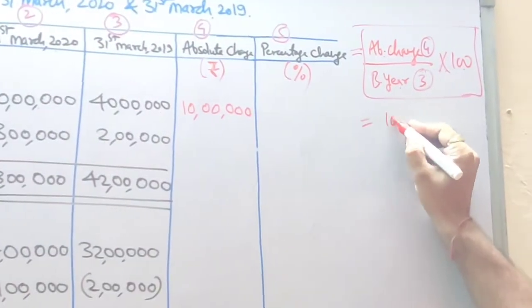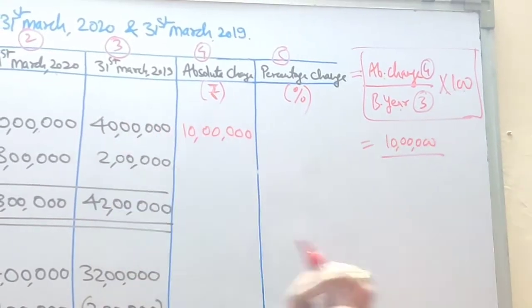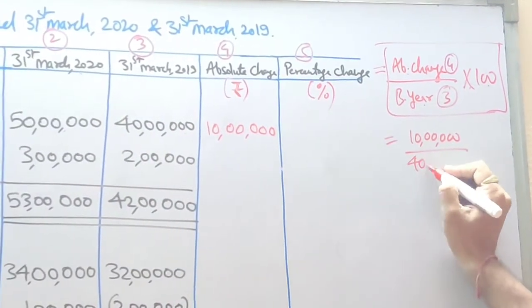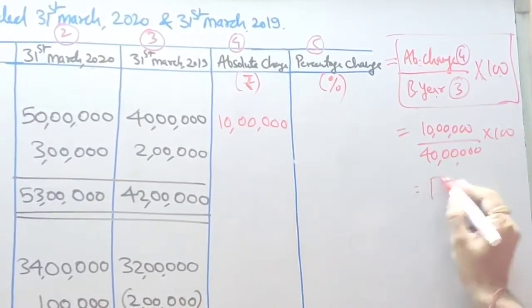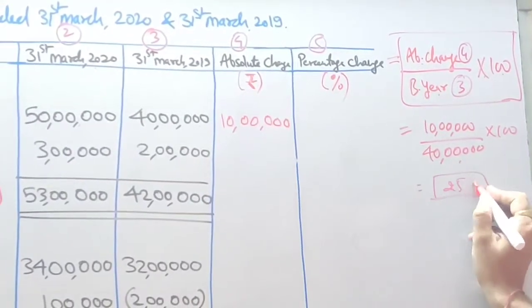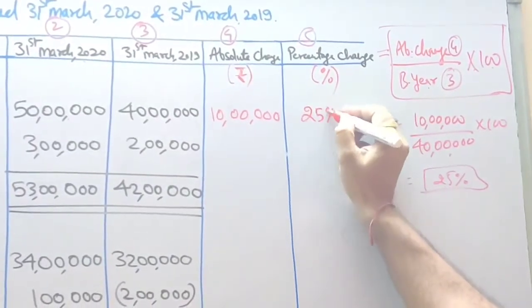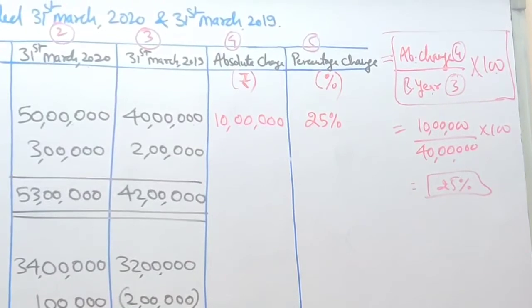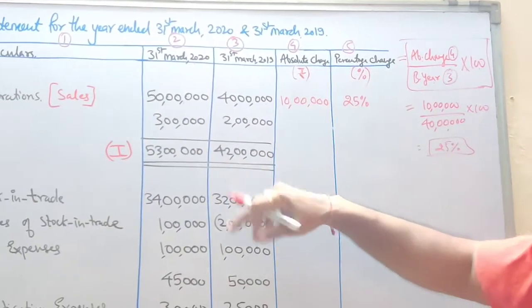What formula says? Absolute change. What is your absolute change amount? 10 lakh. Divide by base year. Which is your base year? 2019. Amount is 40 lakh into 100. If you solve this, what will be your answer? 25%. So you will write here 25%. I hope I am clear. Likewise, you have to find for every amount. Let's do it quickly now.